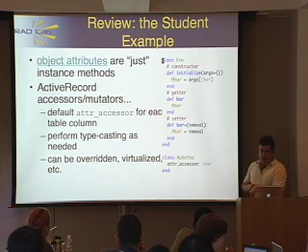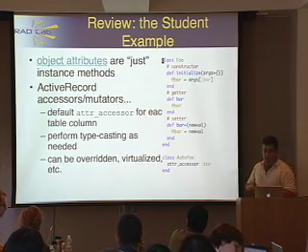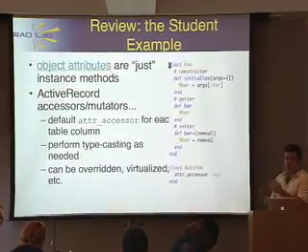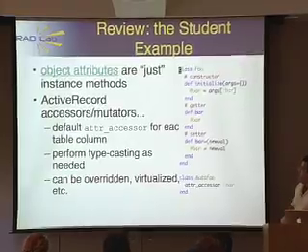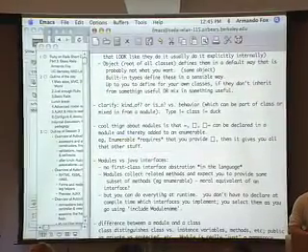So let's go back into real life here and look at the student example. One of the things that Will touched on was this idea of attributes and attribute accessors and stuff like that. If you remember, and you probably don't, so let's go back to Emacs and take a look at my student model.